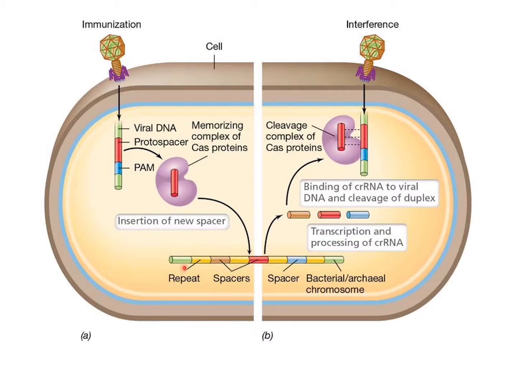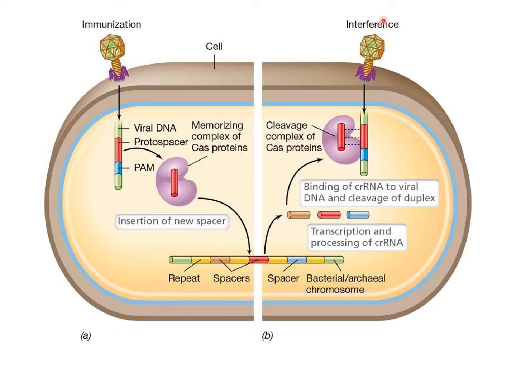The CRISPR array consists of these repeats and spacers, spacers being the individual unique DNA and repeat DNA being just what it sounds like. So these are transcribed and processed into individual cRNAs, and each cRNA contains a repeat and a spacer. Now, when this comes together with the tracer RNA and complexes with the Cas protein, we have a situation where this individual spacer is going to be able to hybridize with the viral genome when the cell is infected by the same bacteriophage.